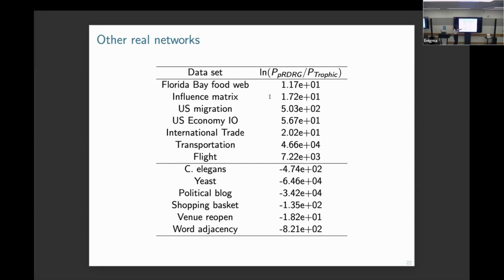And on the bottom, we have the graphs that are more linear than periodic. For example, the C. elegans neural network, because it's a linear tube-like structure. And the yeast gene transcription network, political blogs, shopping basket, venereal, open, and word adjacency.